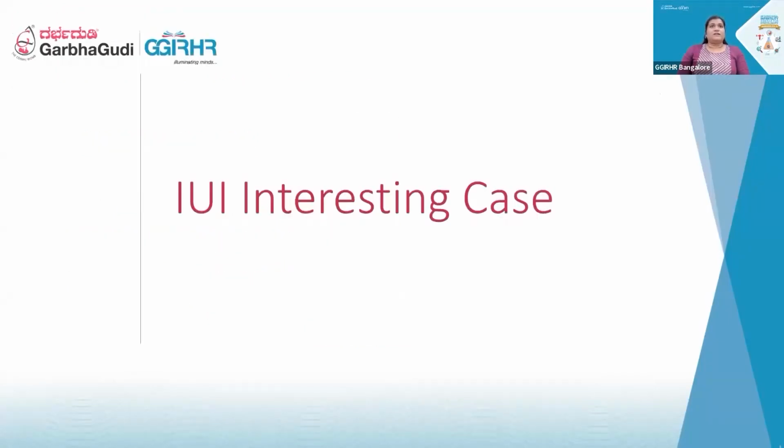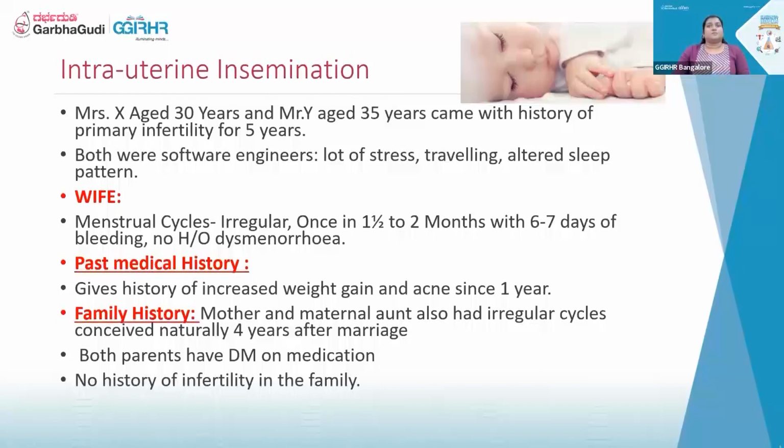Then let us discuss a few interesting cases in IUI. I'm just going to discuss a couple of interesting cases which we treated and had successful outcomes. One Mrs. X, age 30 years, and Mr. Y, age 35 years, came here with a history of primary infertility for 5 years. They were both software engineers, and there was a lot of stress, traveling, and altered sleep pattern.